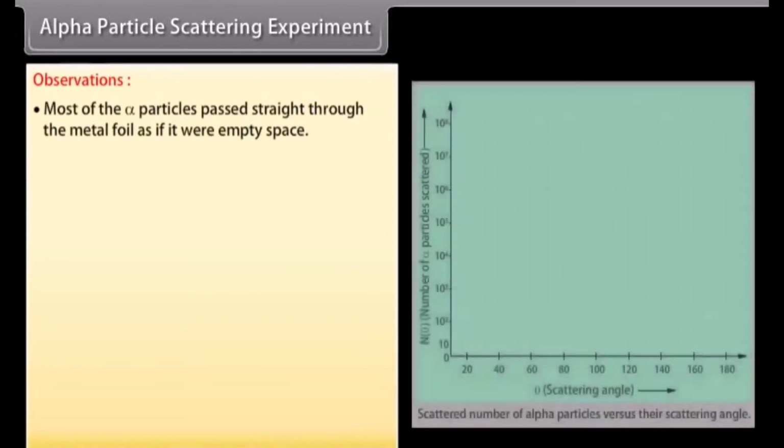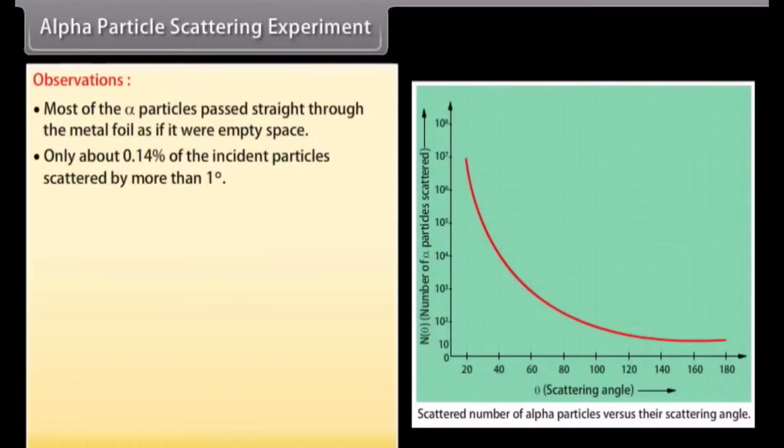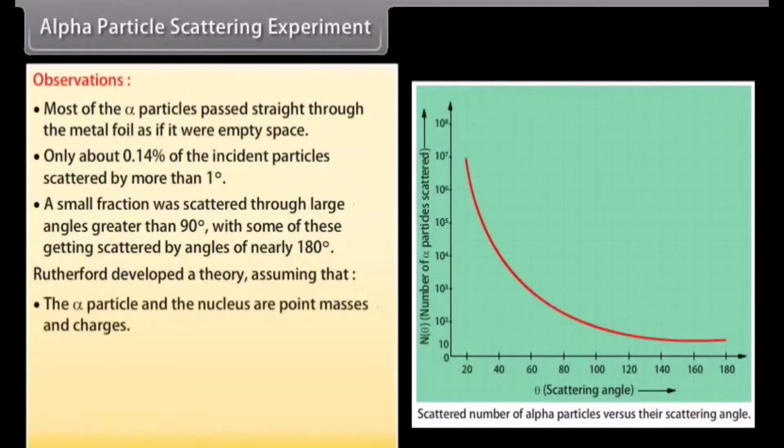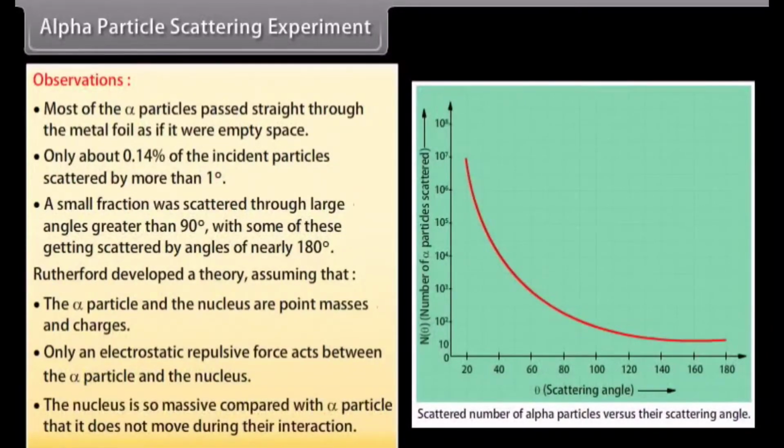Observations. Most of the alpha particles passed straight through the metal foil as if it were empty space. Only about 0.14% of the incident particles scattered by more than 1 degree. Small fractions were scattered through large angles greater than 90 degrees, with some of these getting scattered by angles of nearly 180 degrees. Rutherford developed a theory assuming that the alpha particle and the nucleus are point masses and charges. Only an electrostatic repulsive force acts between the alpha particle and the nucleus. The nucleus is so massive compared with the alpha particle that it does not move during the interaction.